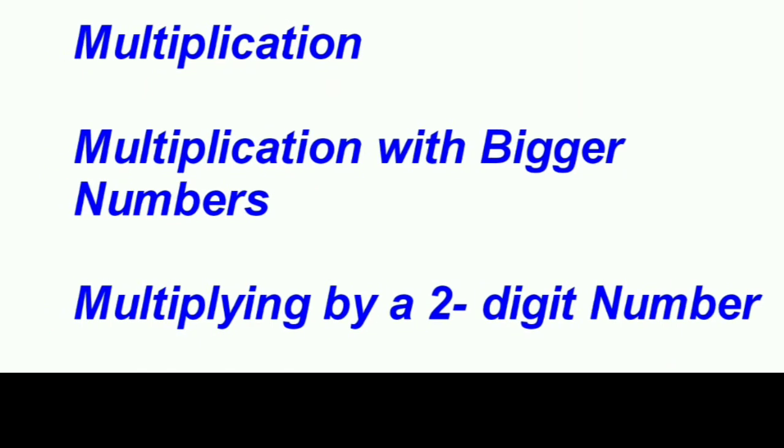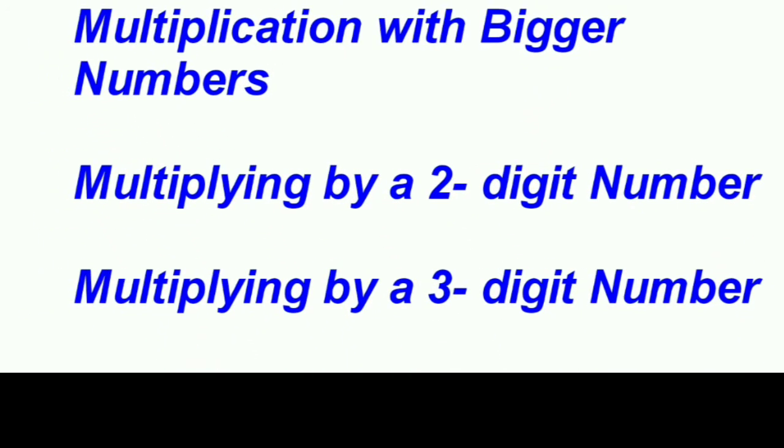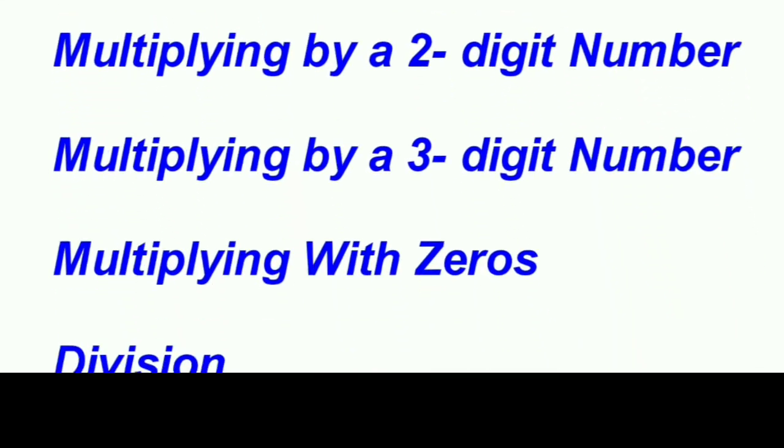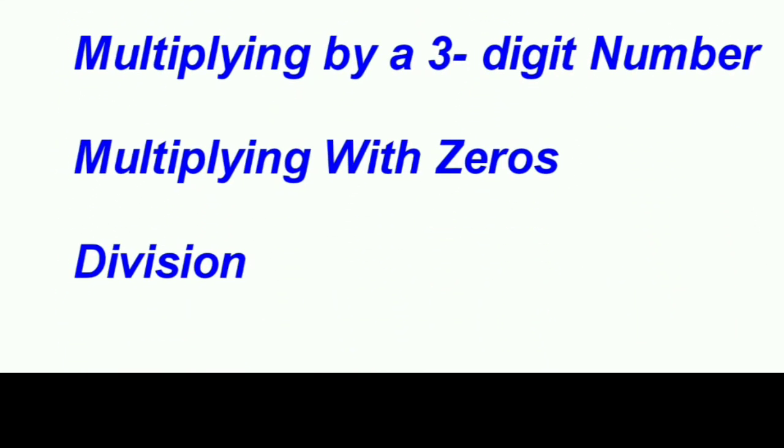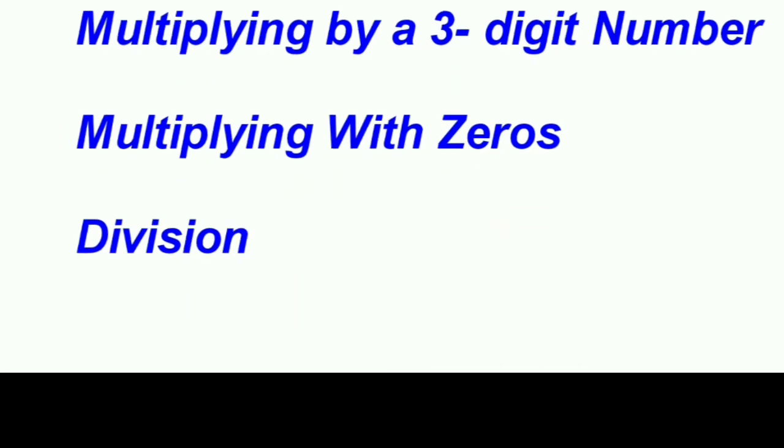Let's see the recap. In this one, we have learned multiplication, multiplication with bigger numbers, multiplying by a 2-digit number, multiplying by a 3-digit number, multiplying with zeros, and the last is division.